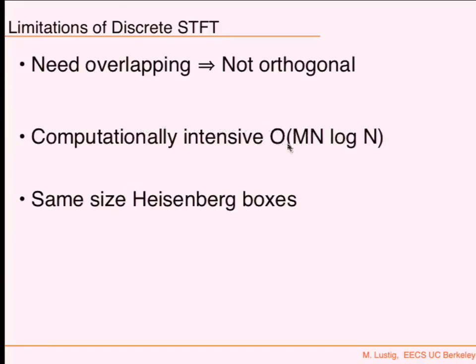So the computation is O of m times n log n. So m is the number of blocks. The number of blocks that you're going to be using. Okay, so it is more computationally intensive. And one of the other limitations is that you are using the same size of Heisenberg boxes. So you split the grid of time-frequency space into rectangular boxes. That may have some limitations, which we're going to deal with when we talk about wavelets. Okay? But I don't want to talk about wavelets today. We'll save it for next week. What I would like to talk about is lab one. So before that, are there more questions?